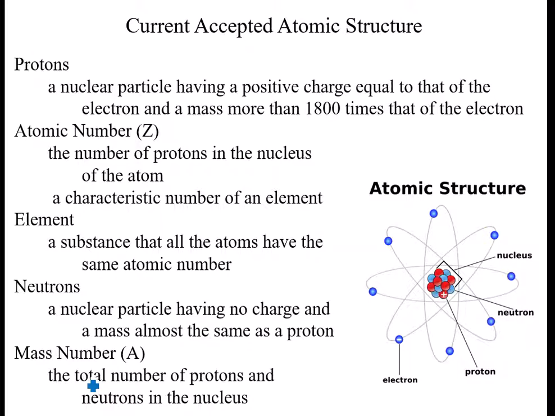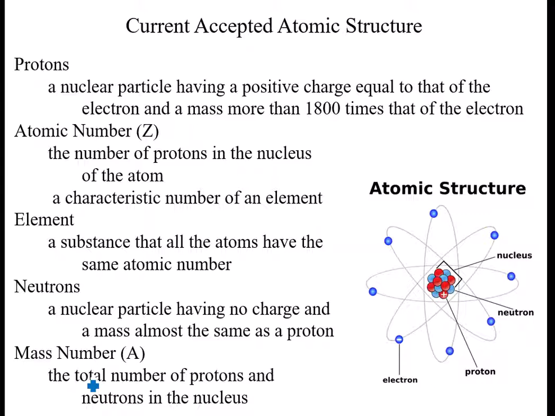Okay, section 2.3 is called Nuclear Structure and Isotopes. In the last section we were talking about how the structure of the atom was determined, and now we're going to talk about the accepted atomic structure. This is the one that's good for now, okay? I mentioned this the last time.